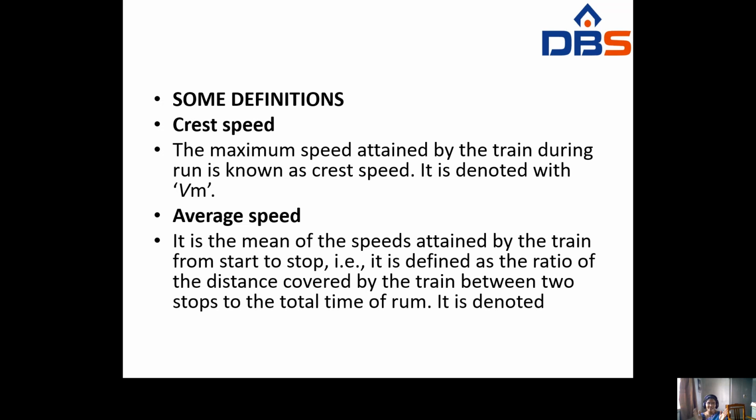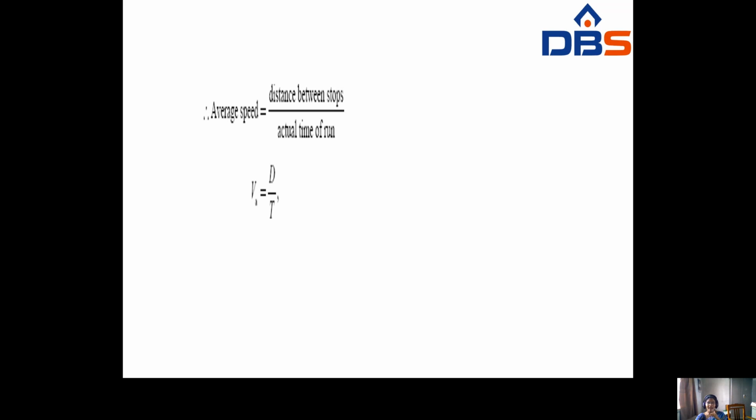to the total time of run. What time period is taken for the run? It is denoted by VA. Average speed is distance between stops divided by actual time of run, that is VA equal to D by T. So this is the formula for average speed.